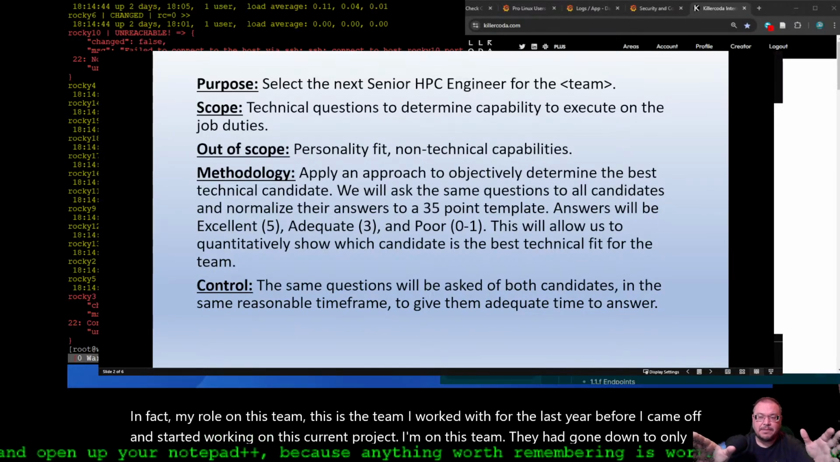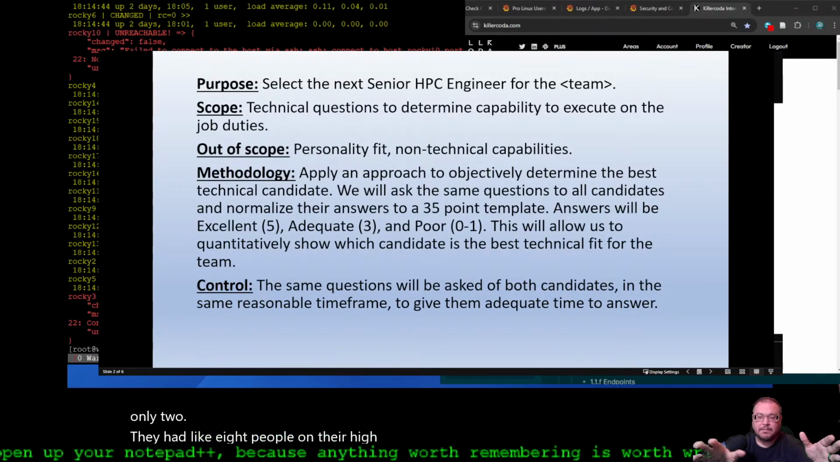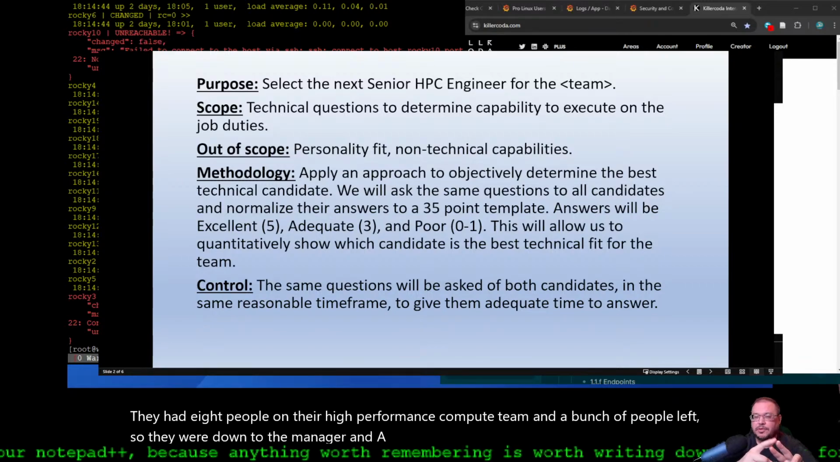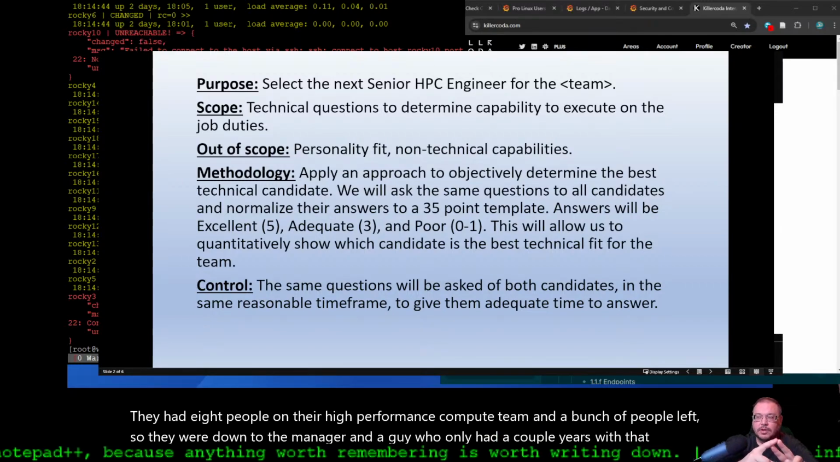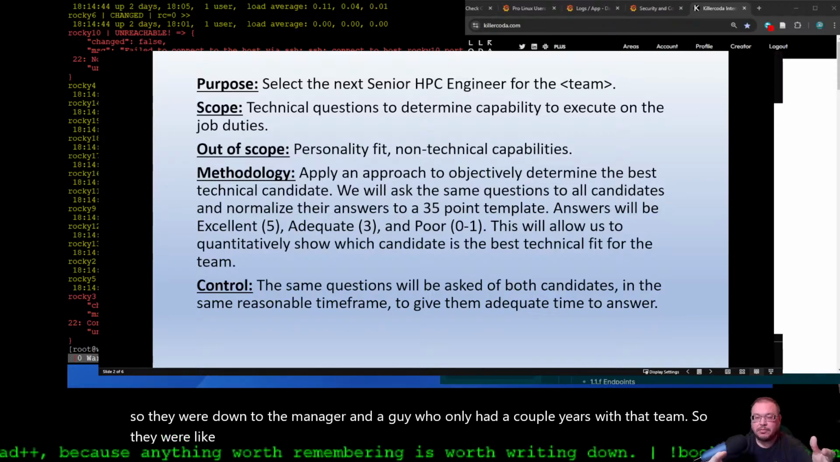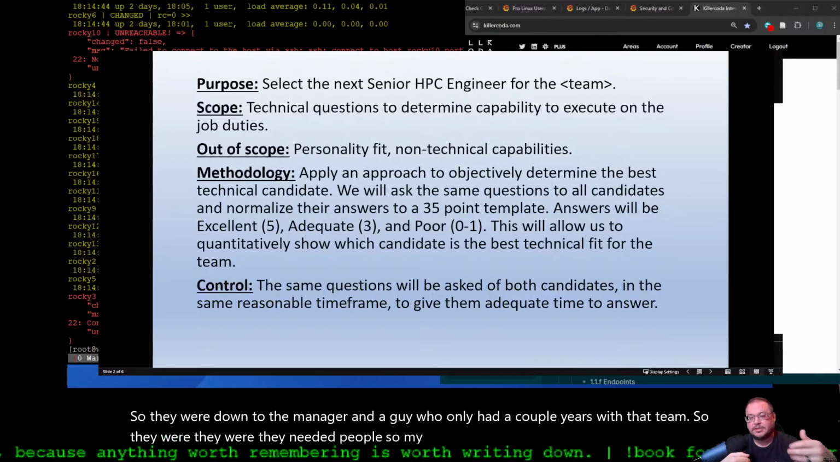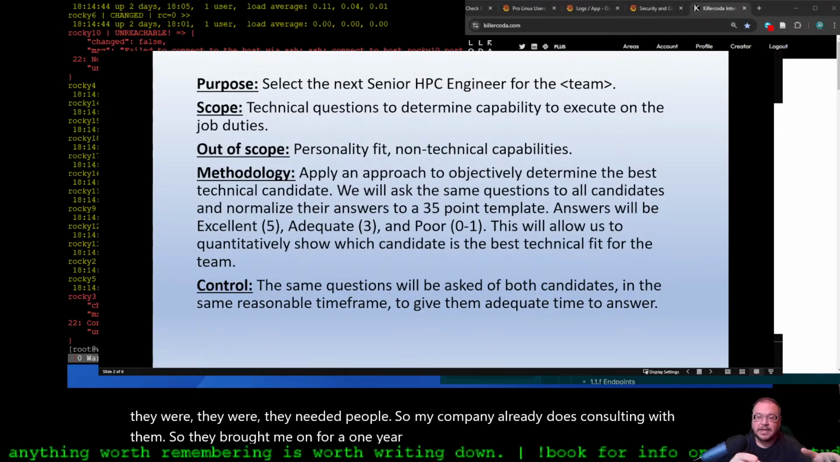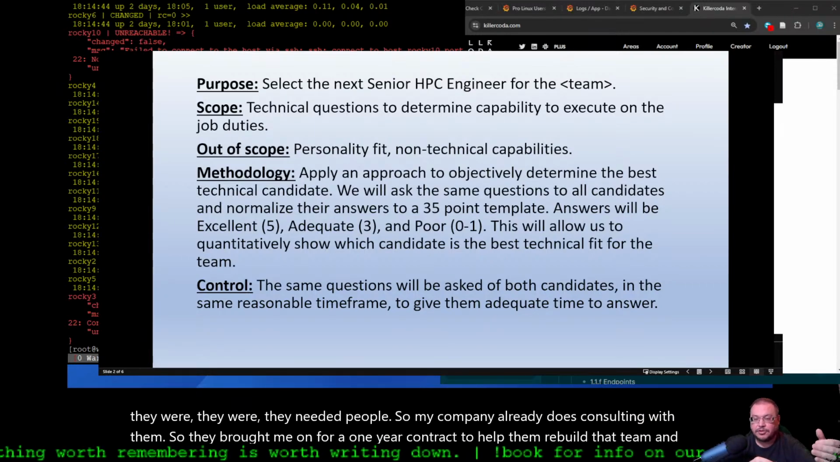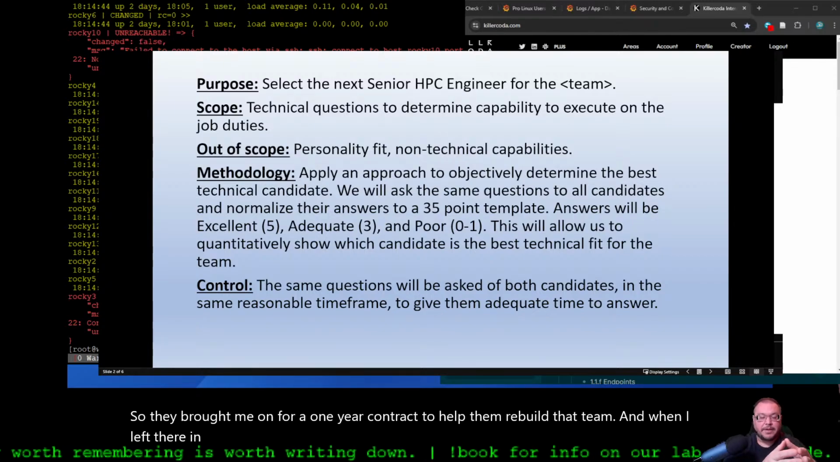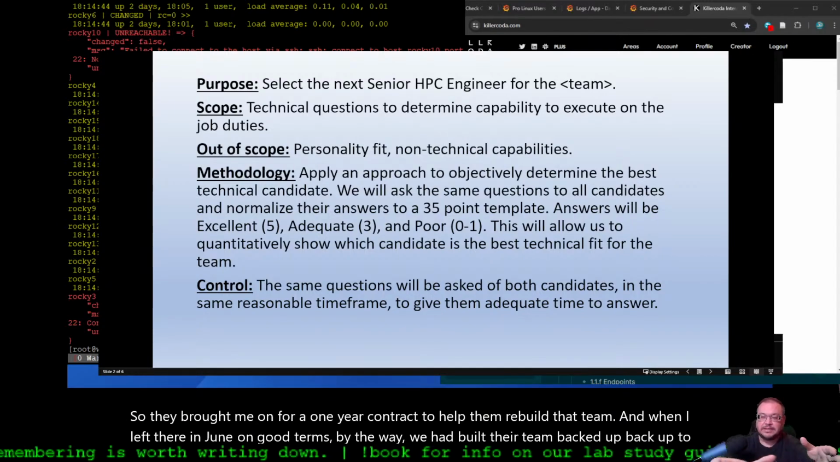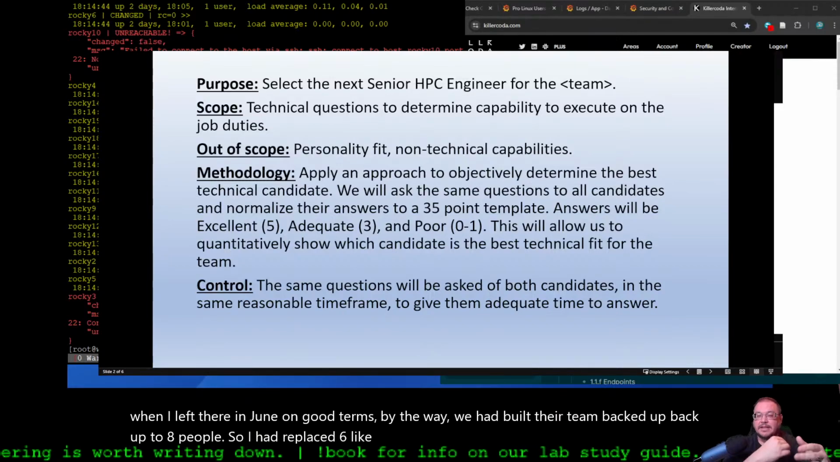This team had gone down to only 2 people. They had about 8 people on their high performance compute team, and a bunch of people left, so they were down to the manager and a guy who only had a couple years with that team. So they needed people. My company already does consulting with them, so they brought me on for a 1-year contract to help them rebuild that team. When I left in June, on good terms by the way, we had built their team back up to 8 people. I had replaced 6 backfills, and then my time was done.